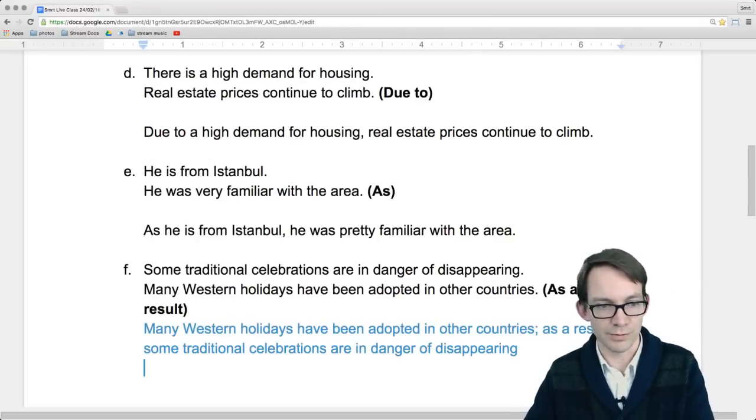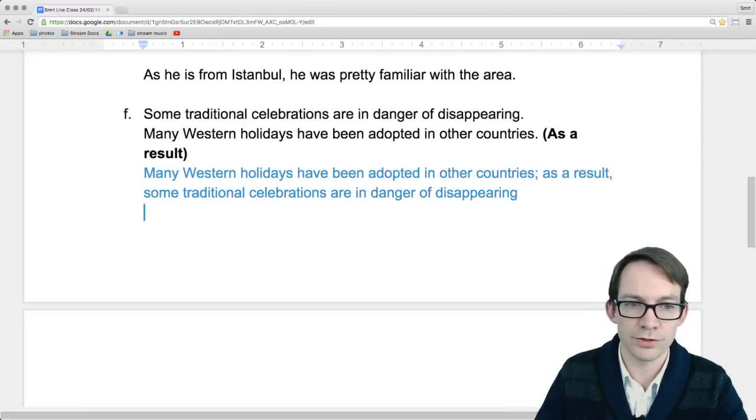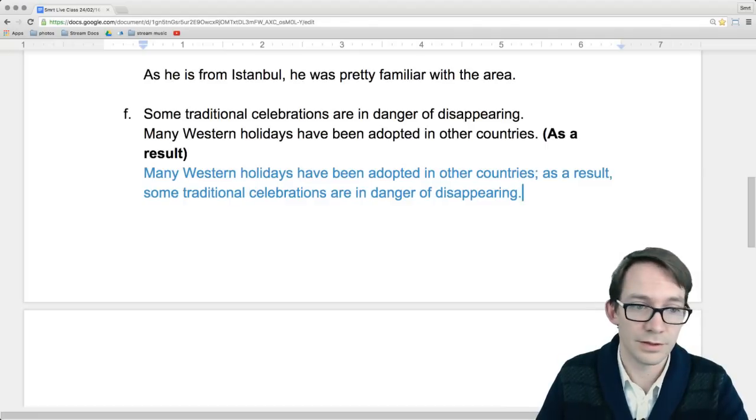Oh, and it's blue for some reason. It's special. Okay. So what does he got here? Many Western holidays have been adopted in other countries. As a result, some traditional celebrations are in danger of disappearing. Put that period there. And that is perfect.